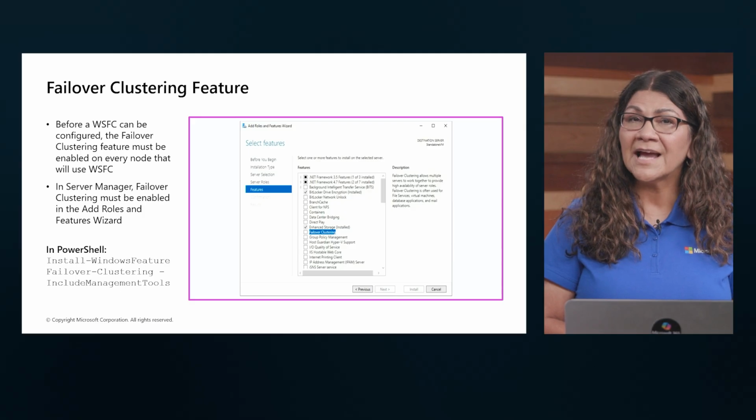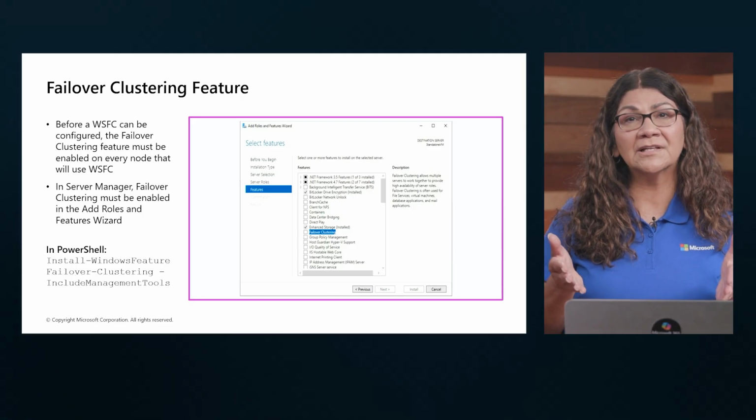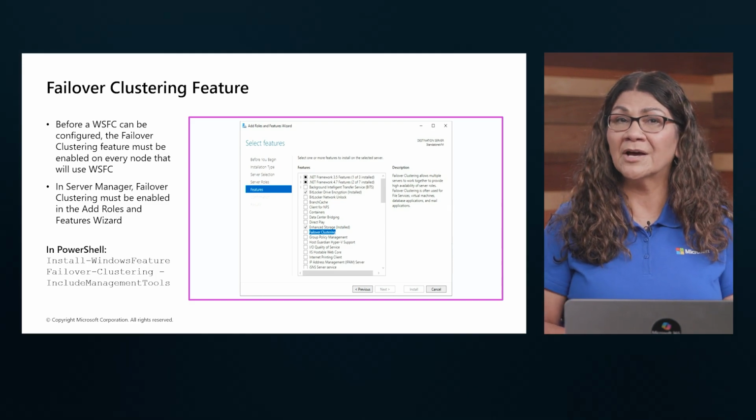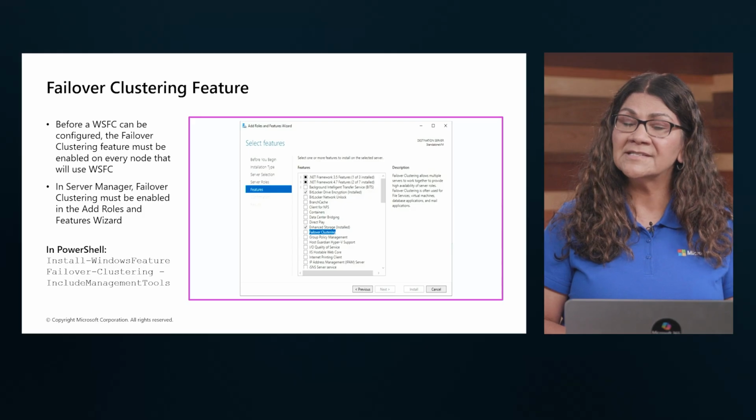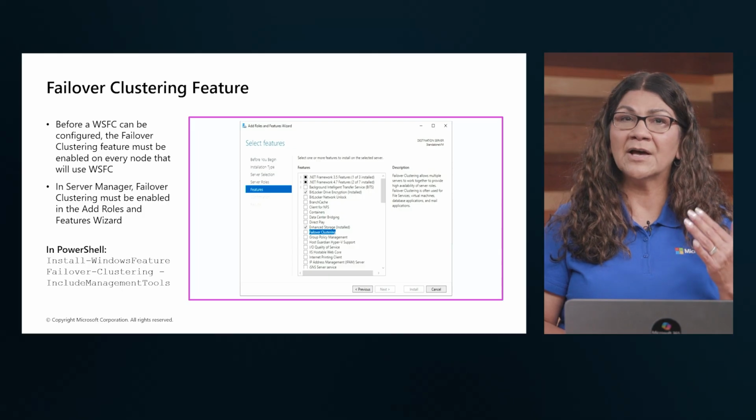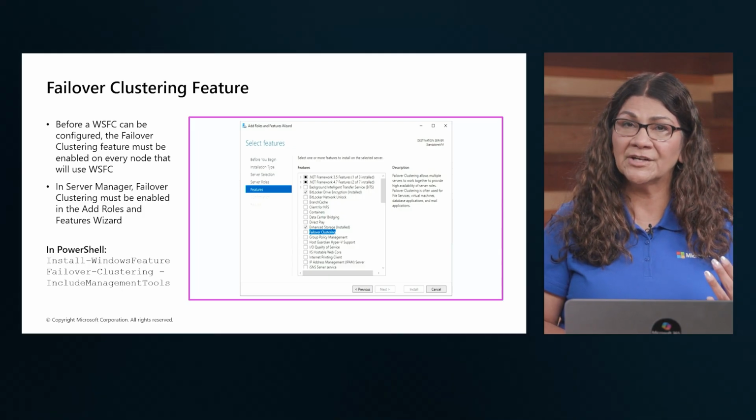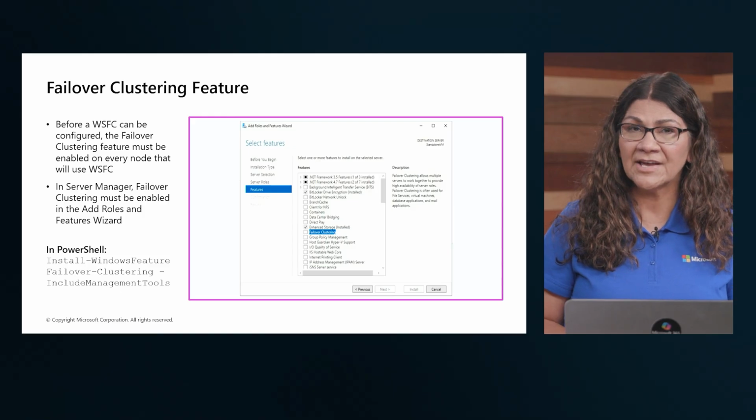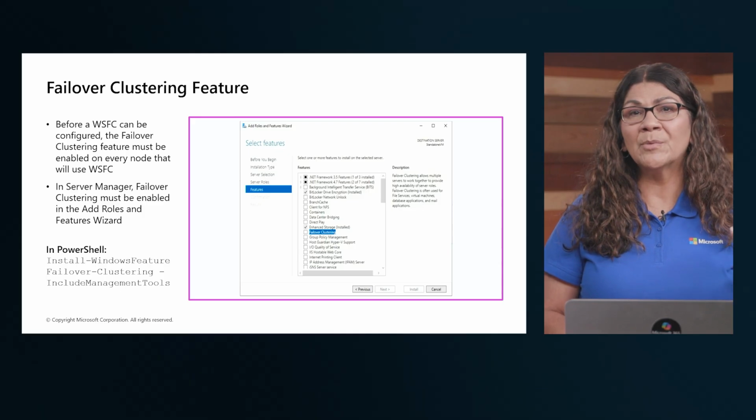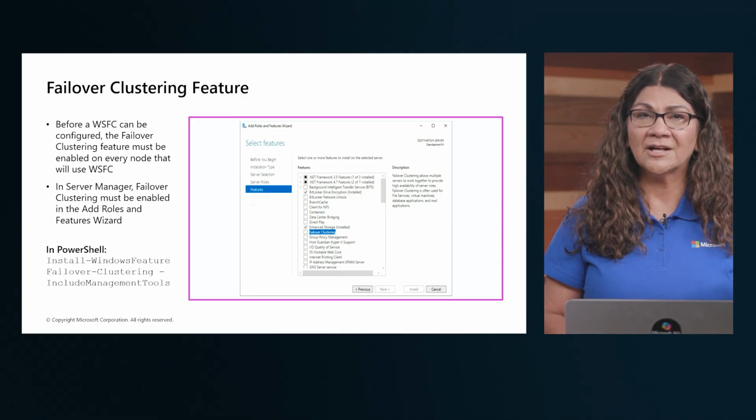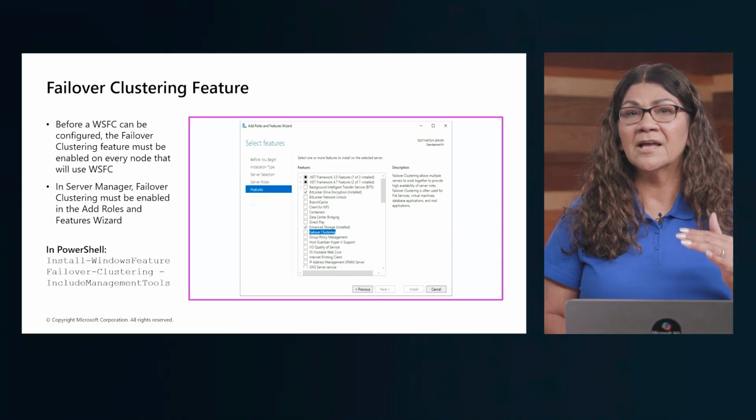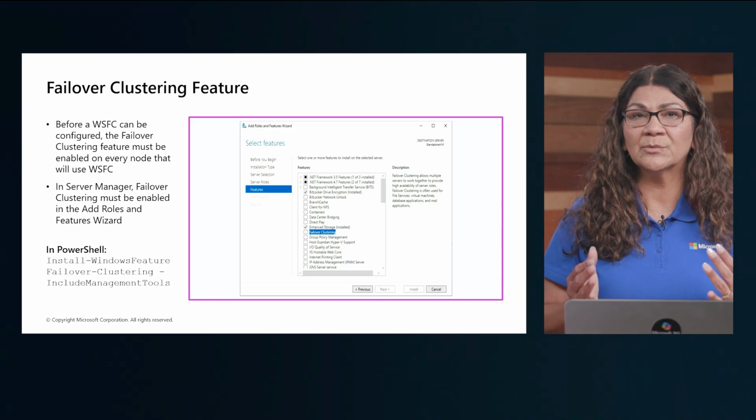Now let's take a look at the process of enabling the failover clustering feature here in Windows Server, which is essential for setting up not only the Windows Server failover cluster, but also AGs that we'll see in a little bit. Before a Windows Server failover cluster can be configured, the feature must be activated on every participating node, either through Server Manager or by using the PowerShell command Install-WindowsFeature and including the Failover-Clustering and IncludeManagementTools switch.